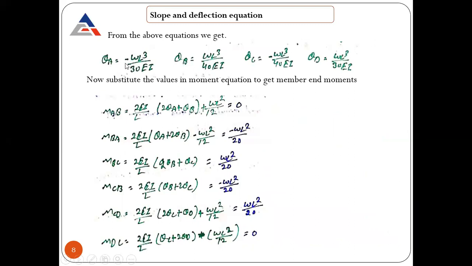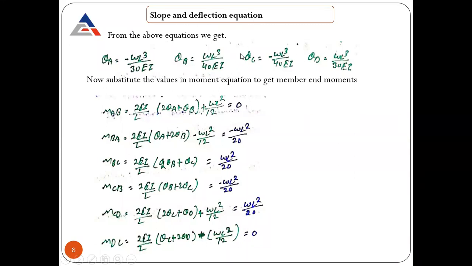So theta A will be equal to minus WL cube by 30EI. Theta B will be WL cube by 40EI. Theta C will be minus WL cube by 40EI. And theta D is again WL cube by 30EI. There is just a sign convention change. Otherwise, because the loading is the same, their values come out the same. And between joints B and C also the value comes out the same, just the sign will be different. Right? So theta A, theta B, theta C, theta D we have calculated.